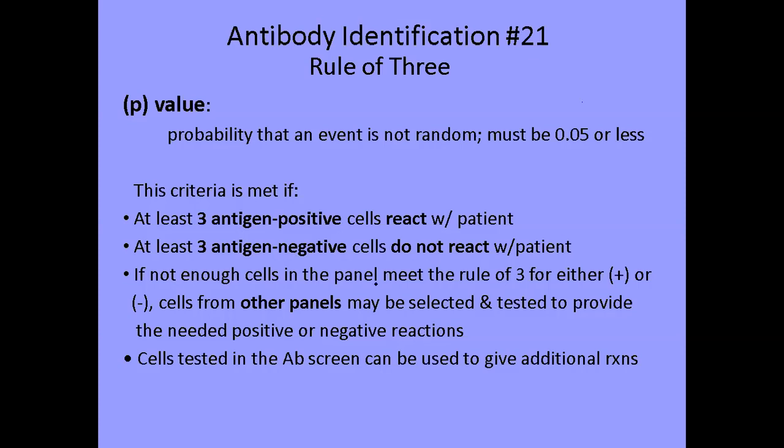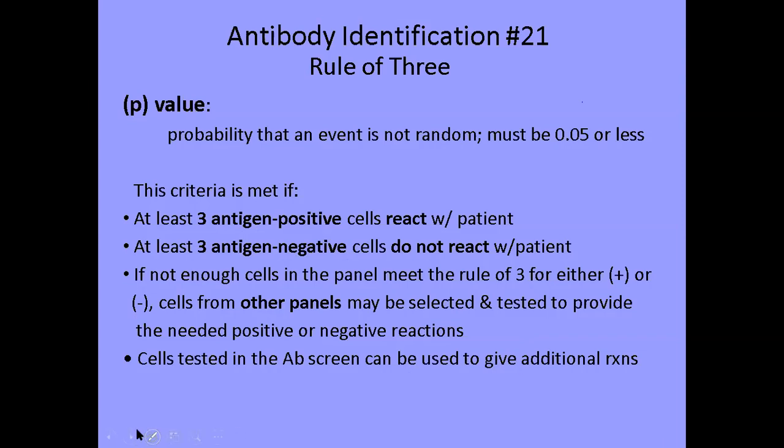If we do not have enough cells in the panel to meet the rule of 3 for either the number of positives or the number of negatives, we need to test cells from other panels, select specific cells, and test them to provide the needed positive or negative reactions. We could also go back to our antibody screen and use some of those reactions, for instance, if need be.